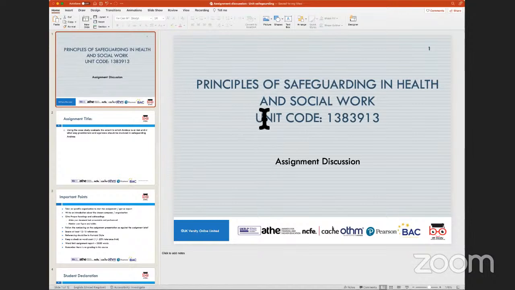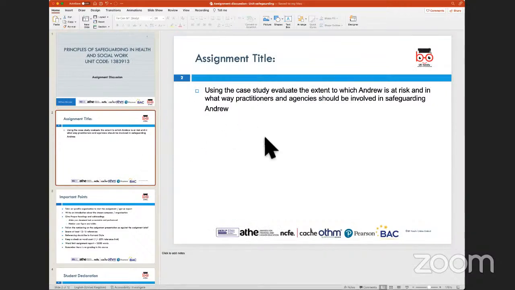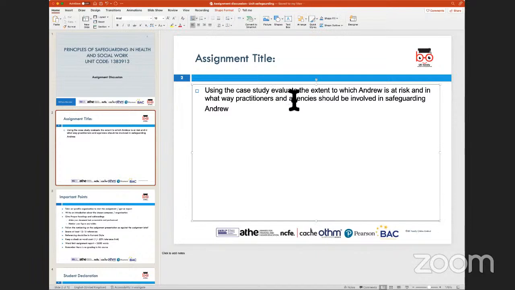Obviously, you know that this is the assignment that we're going to discuss for principles of safeguarding health and social care. Now here, the assignment title is that using a case study, evaluate the extent to which Andrew is at risk and in what way practitioners and agencies should be involved in safeguarding Andrew. So this is the crux of your assignment. What is the crux of the case study, summarized in one sentence or 2 lines, is that the case study is about Andrew, a person who is at risk of being harmed through abuse, neglect, or exploitation.